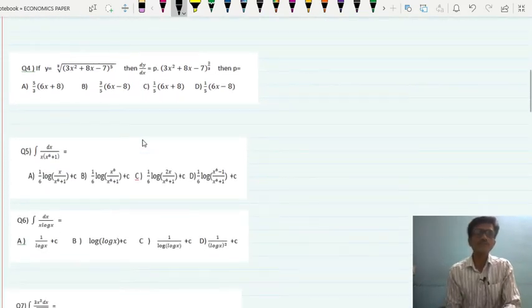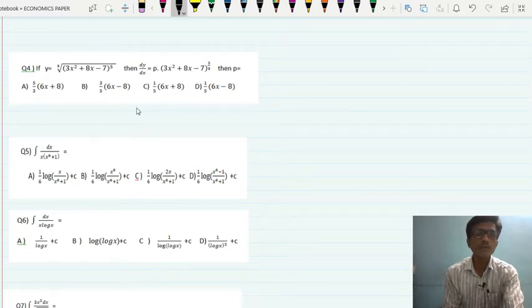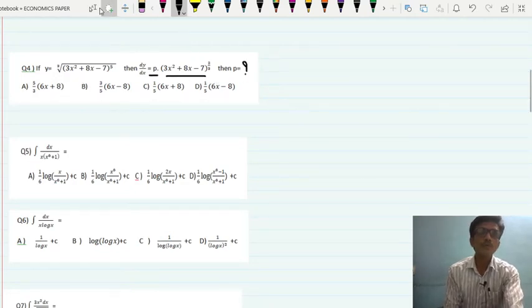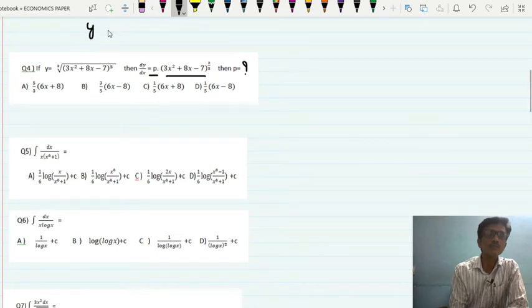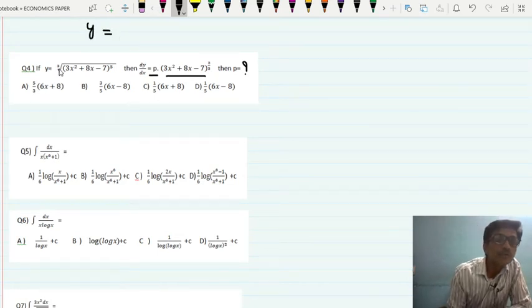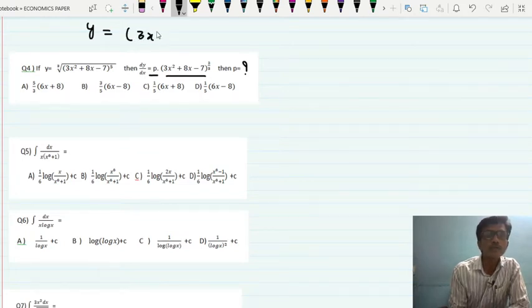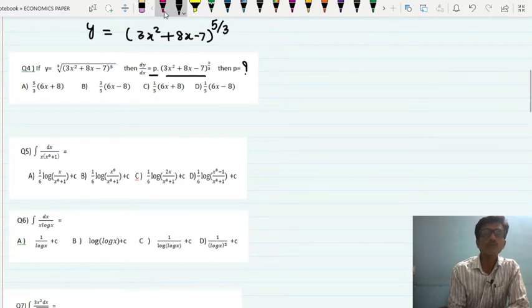Next question: dy by dx of this is equal to p into this, where p is to be found out here. So first of all we simplify. Y is equal to, listen here, the cube root of this, that means 3x square plus 8x minus 7, raised to power 5 by 3. The cube root means raised to power 1 by 3 and then raised to power 5, so this will be the whole raised to power 5 by 3.